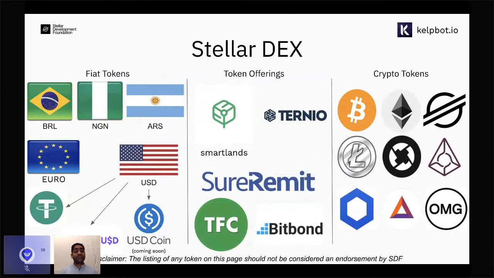The Stellar DEX has many tokens that are issued in broad categories such as fiat tokens, various token offerings, as well as crypto tokens. We have fiat tokens such as Euro and USD, and also USDC recently announced only last week that they will be issuing their tokens on Stellar as an official blockchain starting early next year.